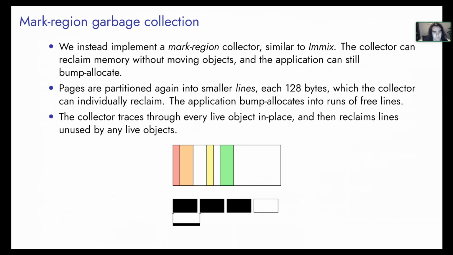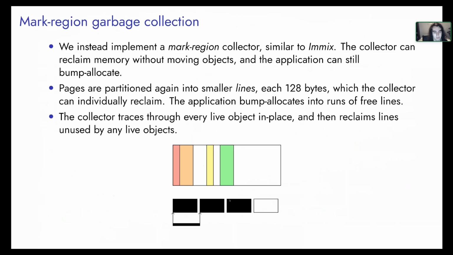After partitioning the heap into pages, we then partition the pages into lines, each line being 128 bytes, and the collector is able to reclaim lines individually. The application can bump allocate into these runs of free lines, and the collector traces through every live object when it's going to perform garbage collection, and then it can reclaim any lines unused by live objects.